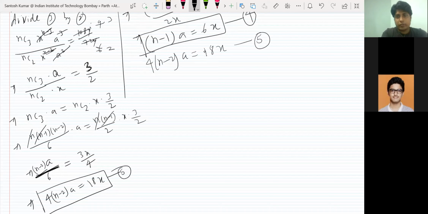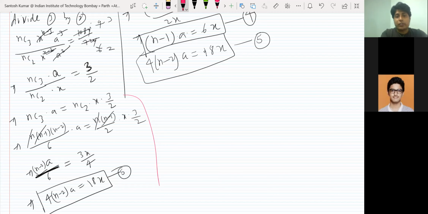This is the fifth one. Now you look, adding and subtracting will help when you have plus and minus. But here mostly you see (n minus 1) into a. So it has a product. So the better way is to divide to eliminate the variables. So we cannot find all simultaneously, but one by one we can find. So now focus on 4 and 5.